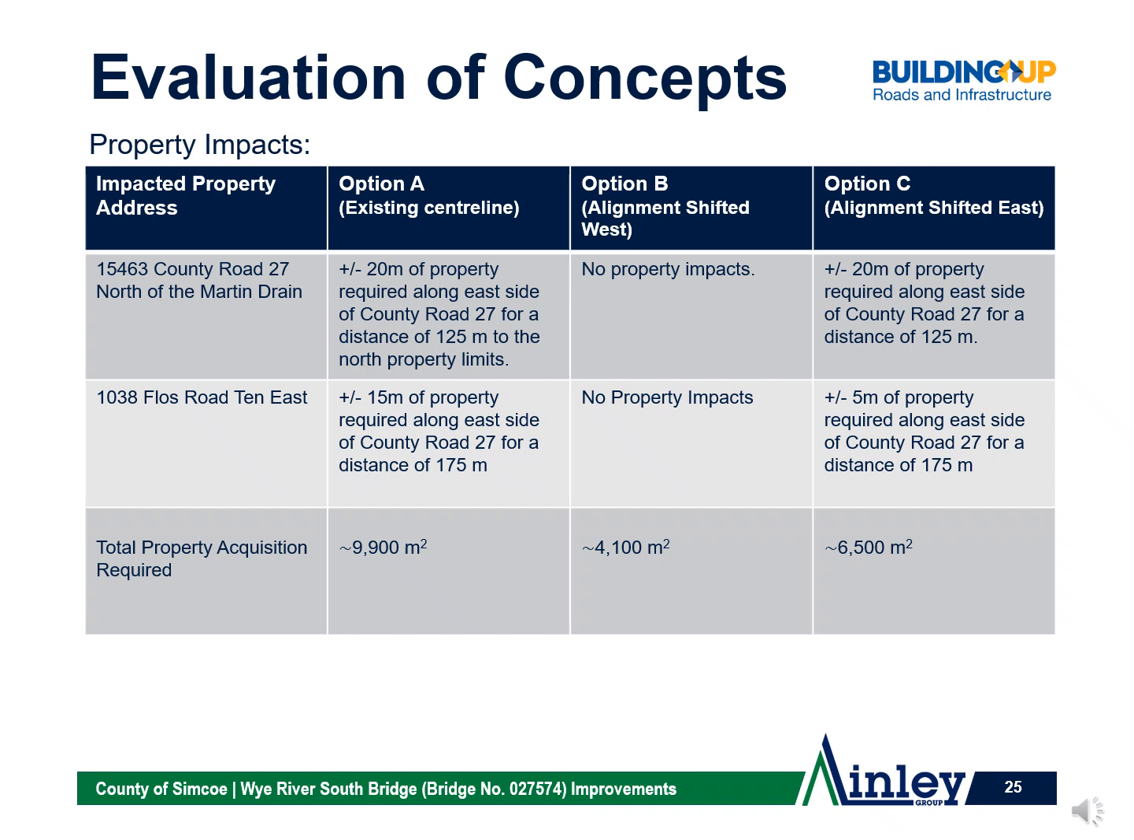Although Option C requires more property acquisition than Option B, it is noted that property acquisition is not required on the west side of the road, meaning there would be no impacts to the existing residential property in close proximity to the project area, which is considered to be preferable. The property acquisition impact for Option C is on the east side only, which is farmland.